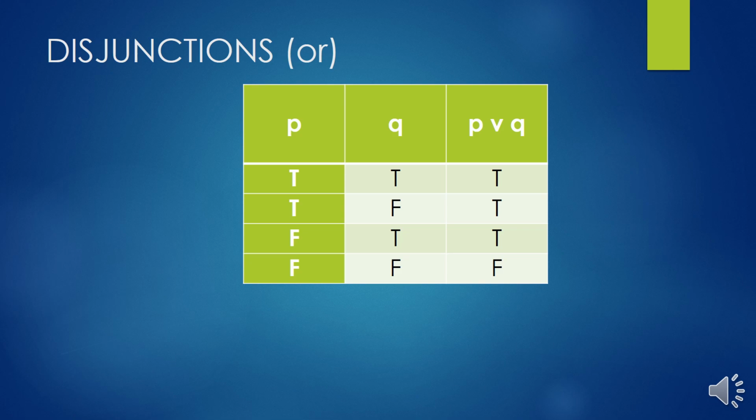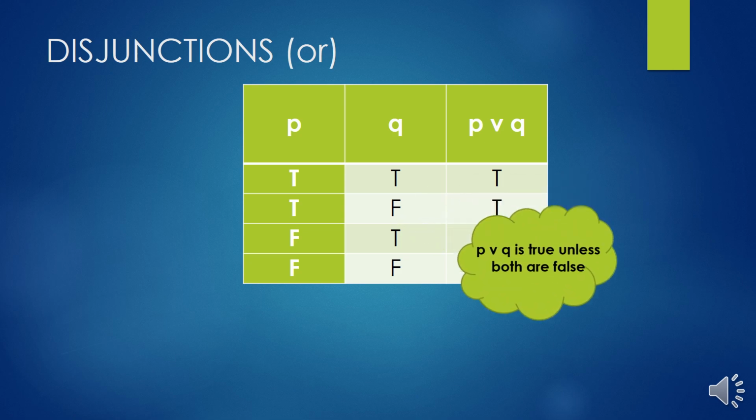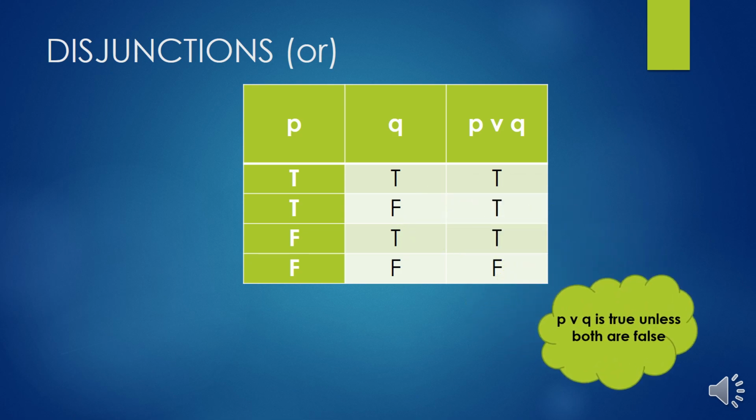Next, we have the rule for disjunctions, or statements. Now, this table sort of looks similar to the one we just saw. The Q is the same. For the P or Q column, we have the following rule. P or Q is true unless both are false. So you can see the only time you have a false in the P or Q column, it's when P is false and Q is false. Otherwise, it's always true.